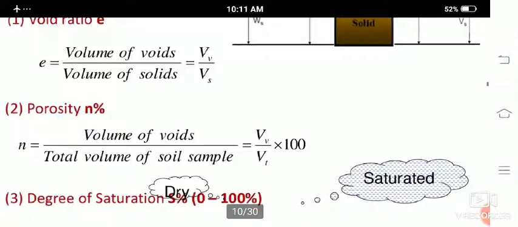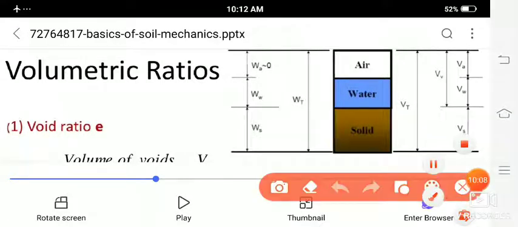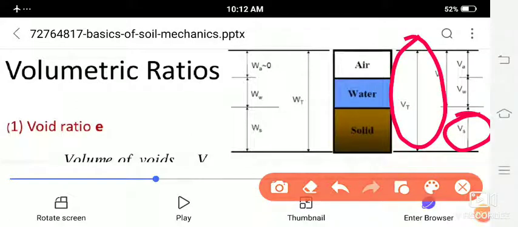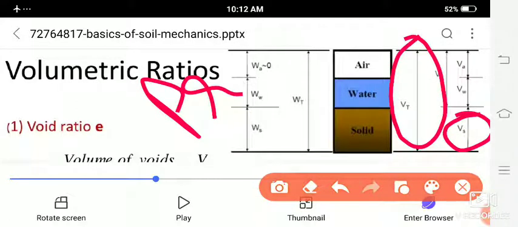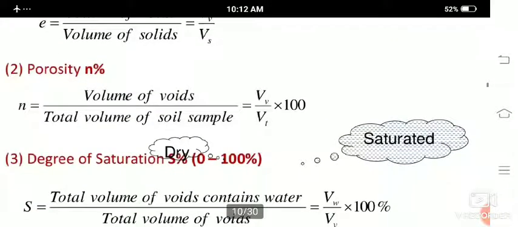Next is porosity. The porosity which we will be taking into consideration is the volume of voids divided by the total volume of the sample. So you can see in the diagram here, this is the volume of voids divided by the total volume. So this is nothing but your porosity. This is multiplied by 100, as we are taking the percentage. So the porosity is indicated by N.